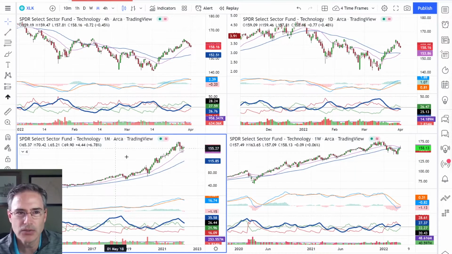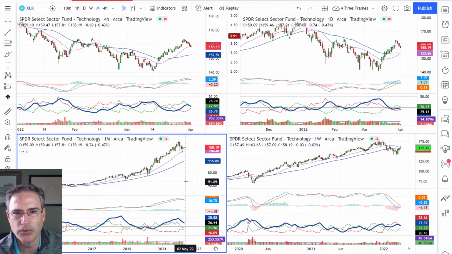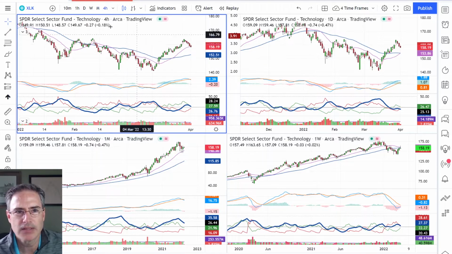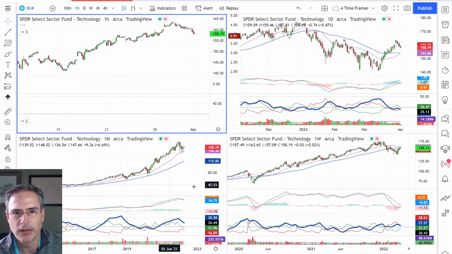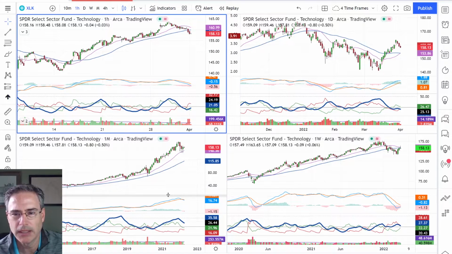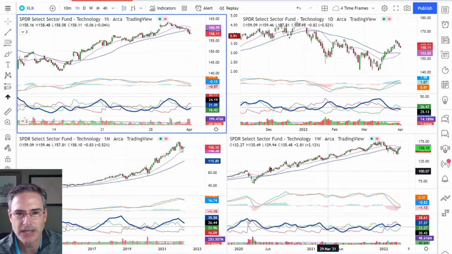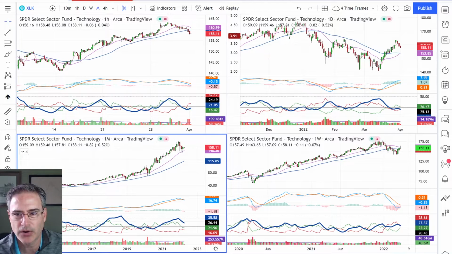So I want to use the XLK for this example. And I actually want to show you how I would go about looking at this and really kind of evaluating the overall pattern, just like I typically do, using price, using the moving averages, using the momentum, but at the same time being able to look at the fib levels, and sometimes it can give us some really nice details. So I'm going to start with a monthly chart.